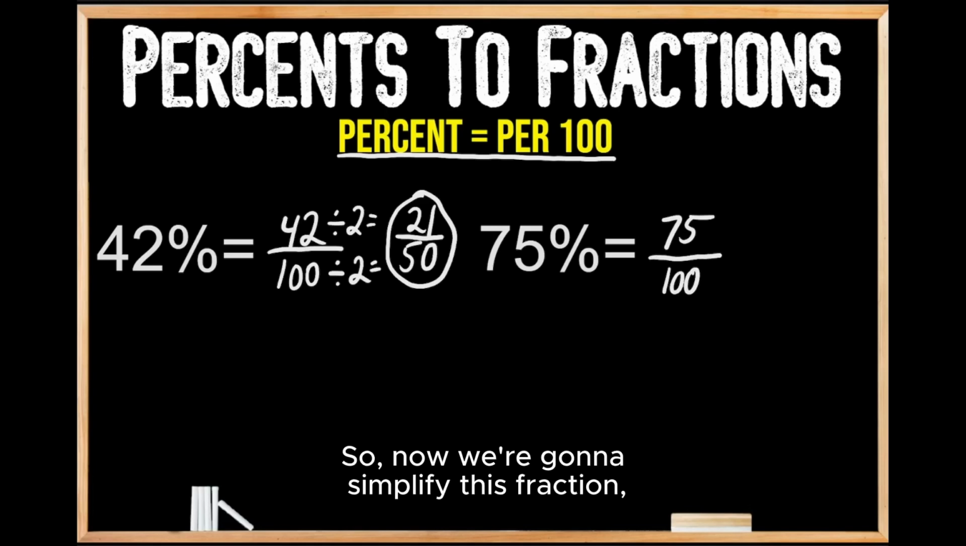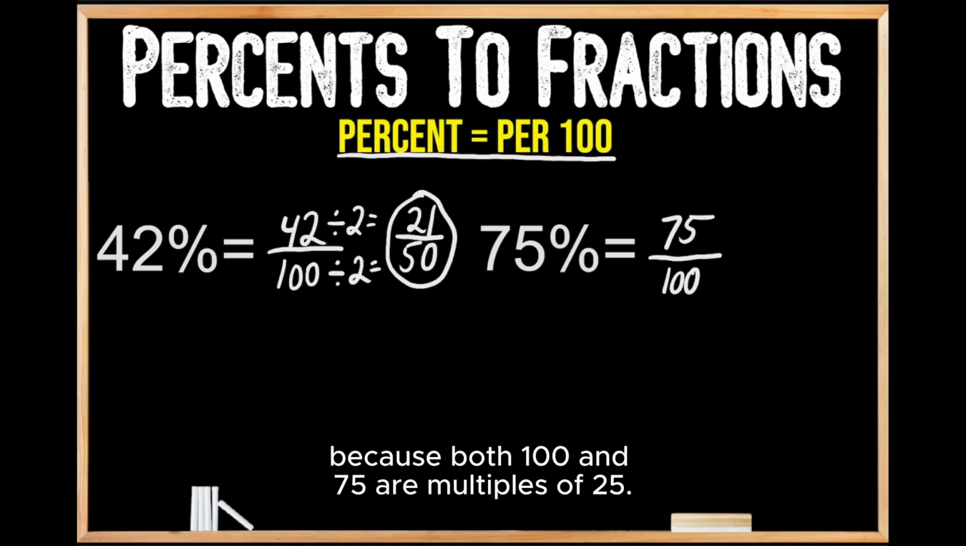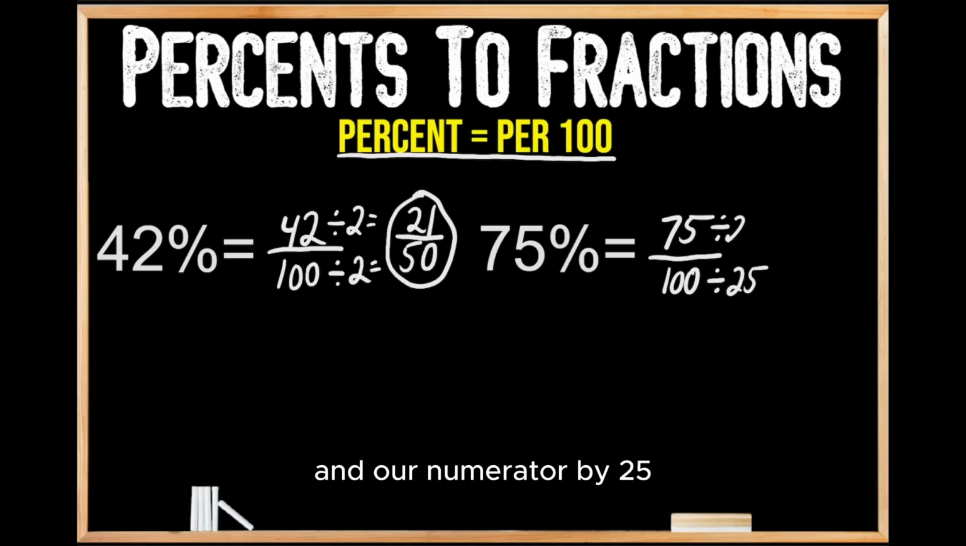So now we're going to simplify this fraction, and in this case, our greatest common factor is 25 because both 100 and 75 are multiples of 25, so we're going to divide both our denominator and our numerator by 25 in order to simplify this fraction. Well, for our denominator, 100 divided by 25 gives us 4, and then for the numerator, 75 divided by 25 gives us 3 for 3/4.